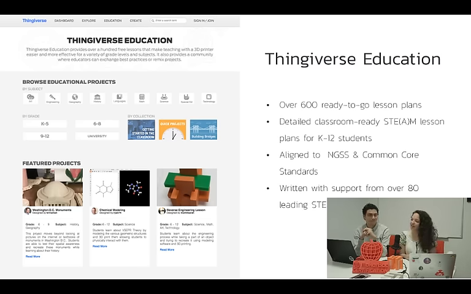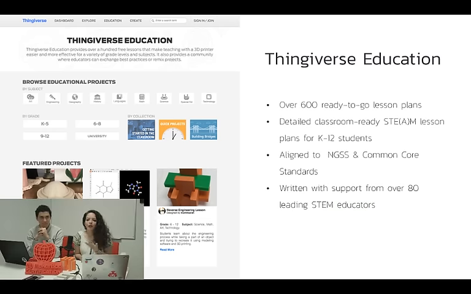But with Thingiverse Education, there are 600 lessons that are ready to go, and a grand majority of them center on design thinking in some aspect, right? And these lesson plans are great. They are approved one by one by the MakerBot Education team, and a lot of them do align to NGSS standards or Common Core standards. Sometimes they'll have the state standards that align to your state, depending on which educator uploads those lessons.